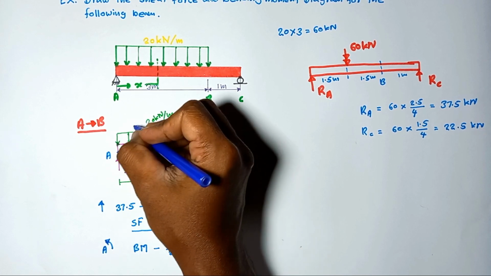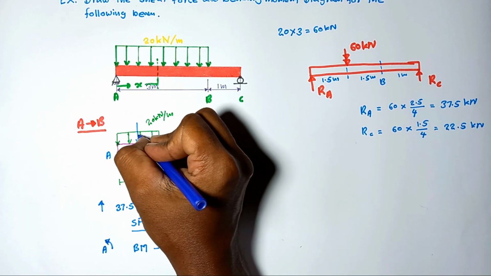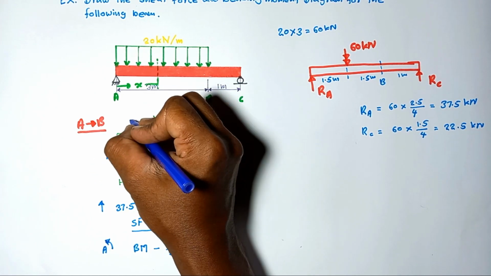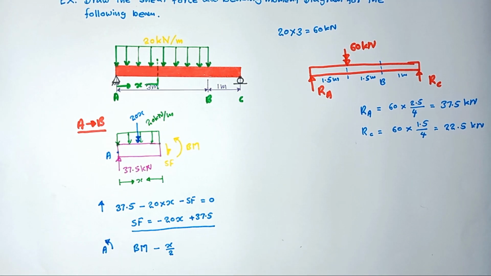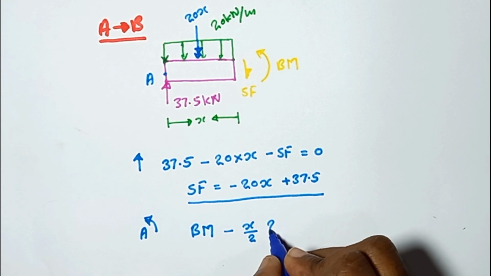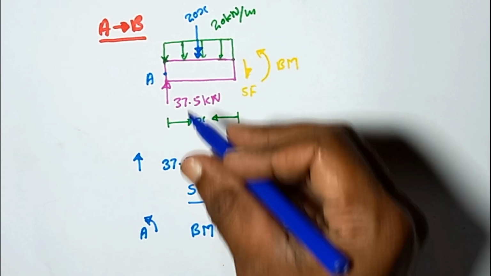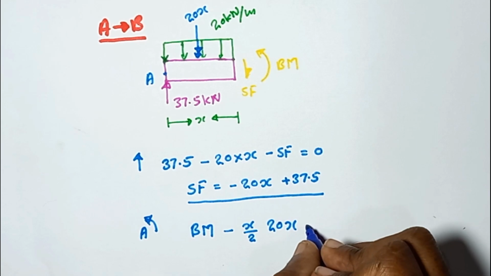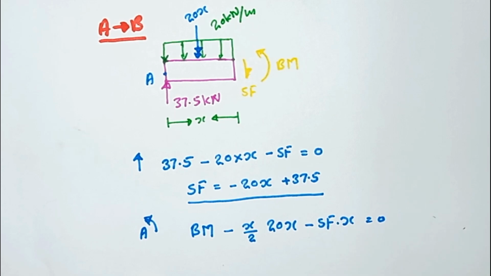by 2, that is the lever arm, because the resultant of this distributed load acts at the middle of the beam segment. Here I am drawing the resultant of this distributed load, that is equal to 20x, acting at the middle of the beam segment. This is the lever arm. Then from the shear force, minus shear force into x is equal to 0.